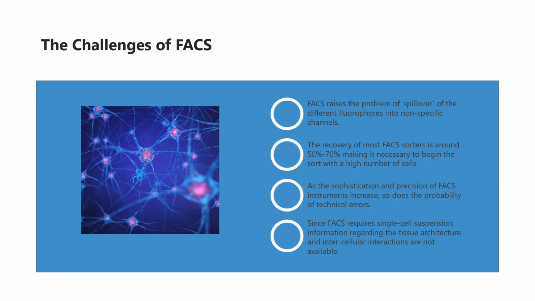The operation and maintenance of FACS sorters are expensive and also require highly skilled personnel for handling, troubleshooting, and repairs. 4. Since FACS requires single-cell suspension, information regarding the tissue architecture and intercellular interactions is not available. 5. Even though advanced FACS sorters provide the option of detecting as many as 10 to 12 colors simultaneously, it raises the problem of spillover of the different fluorophores into nonspecific channels. The spillover occurs due to the overlapping spectra of the fluorophores and lowers the resolution between populations that have closely related immune phenotypes.